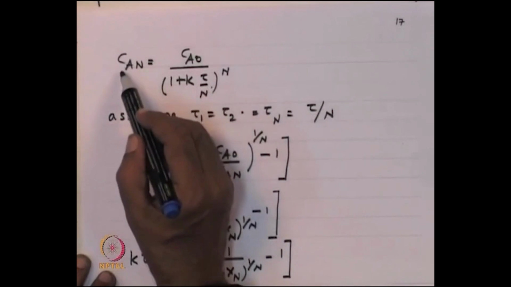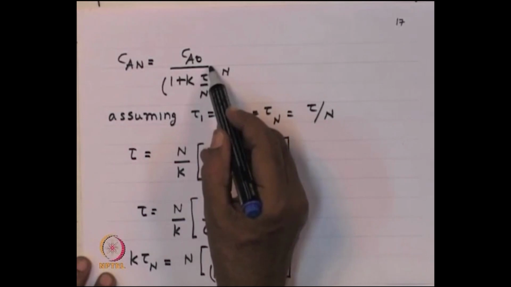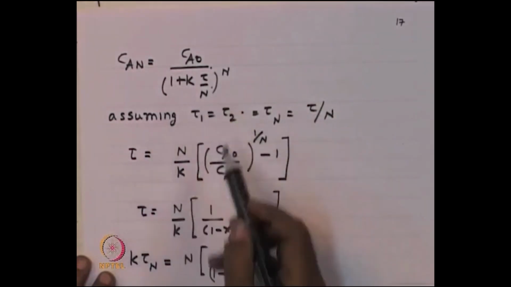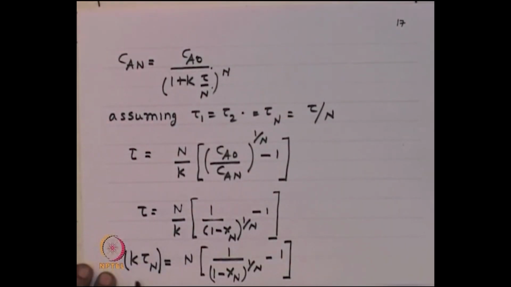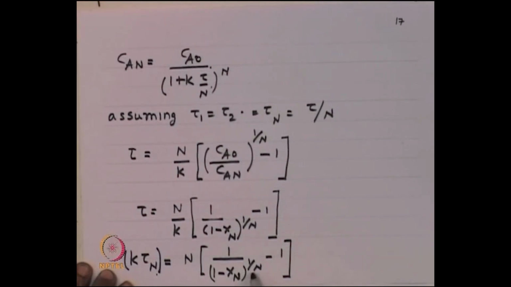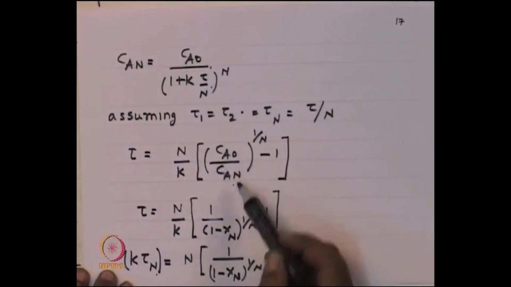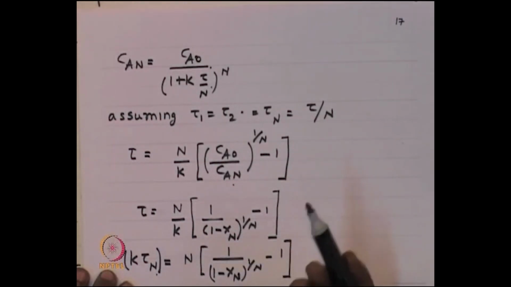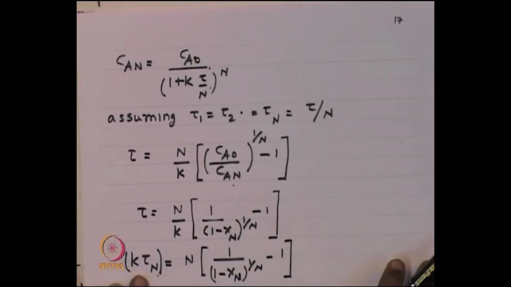That means the value of concentration at the end of the nth tank is CA0 divided by this term. Okay. Now, we can do this manipulation, just elementary manipulation, where K times tau becomes n times ((1 minus x_n) to the power of minus 1 by n, minus 1). It is a very elementary manipulation, because CA0 by CAn is (1 minus x) to the power of n, it is common sense, correct. Therefore, what it gives you is that for an n tank sequence, the conversion at the end of the nth tank is related to system parameters like this.